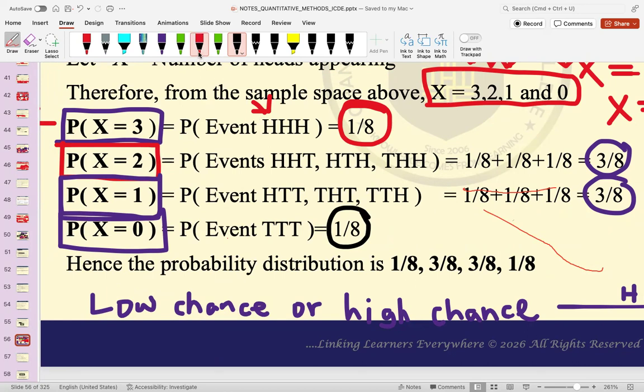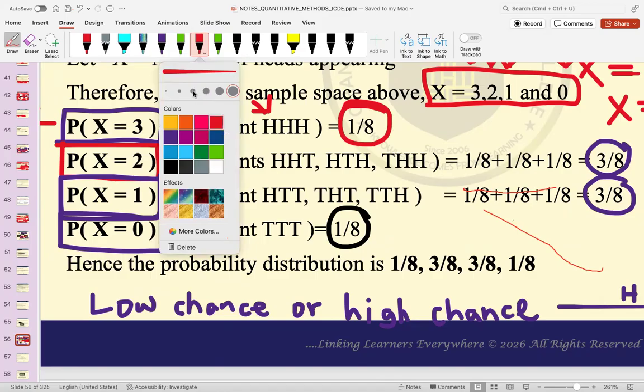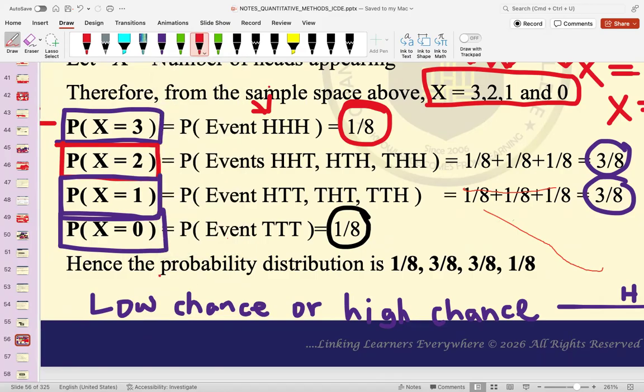And so when you are asked to describe the distribution, this is the final thing you write as the distribution. The question said we should find the probability distribution. And this is what we have done.